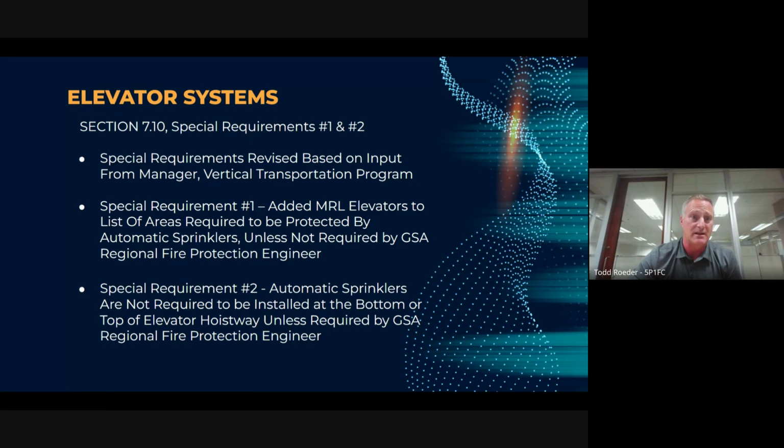Special requirement 2 under that same section was also revised to indicate that sprinklers at the bottom or top of the hoistways are not required unless required by the GSA Regional Fire Protection Engineer. That would be to deal with specific site-specific circumstances that would be not your norm. So part of the revising of those special requirements is to deal with the MRLs, and then to also leave some flexibility from a risk and site-specific perspective related to not providing sprinklers.